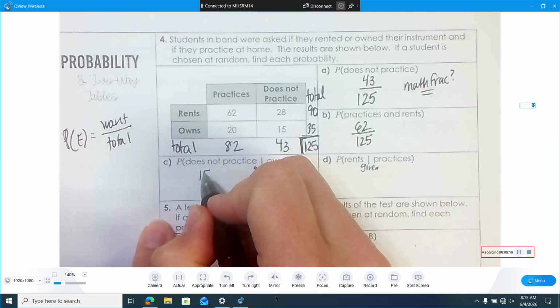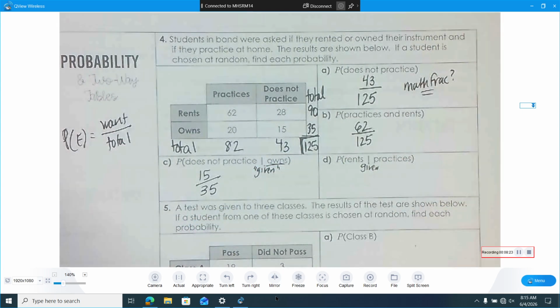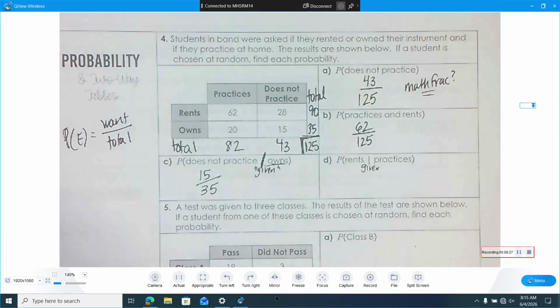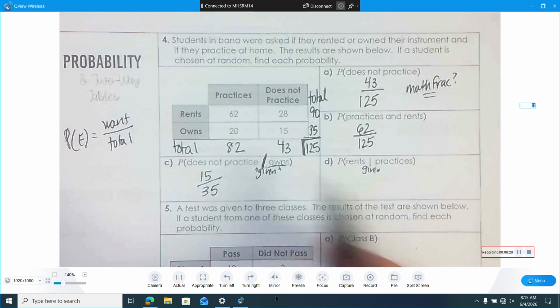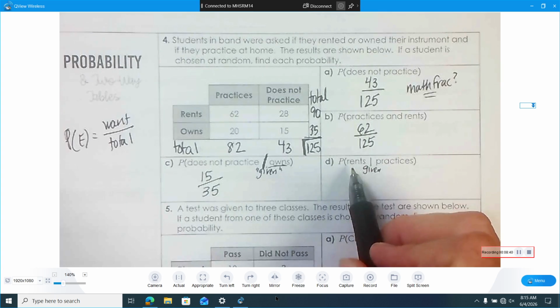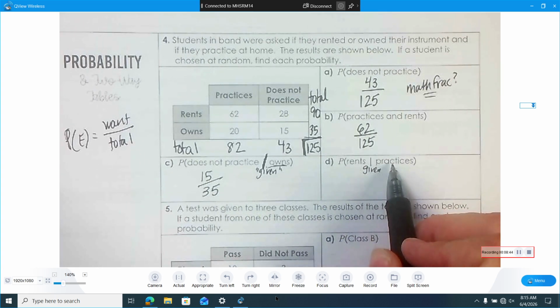Yeah, so this is going to be 15 out of the people who own the instrument. So you can kind of imagine that that bar is sort of like giving you the fraction, numerator, denominator, all right? There's a much more complicated way of doing it, but if you're just thinking a little bit, it's not bad, right? Okay, so what's the probability that a student rents an instrument given that they always practice?